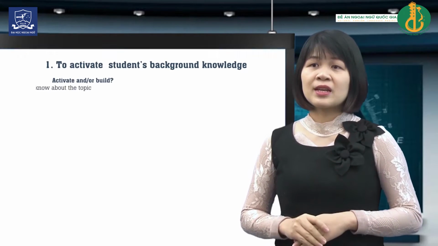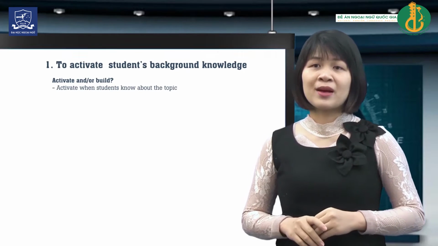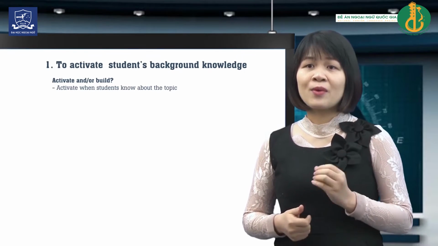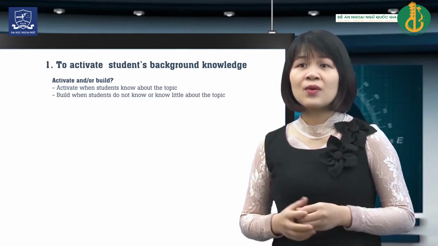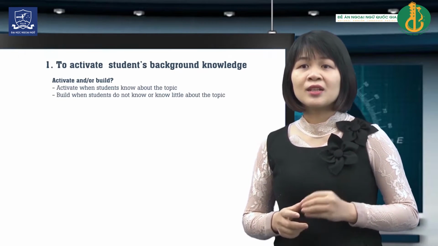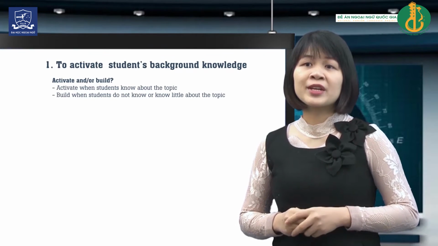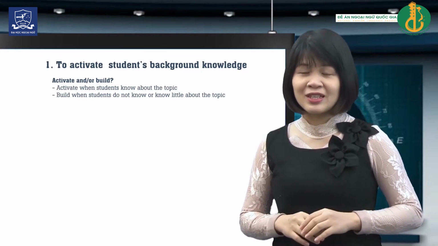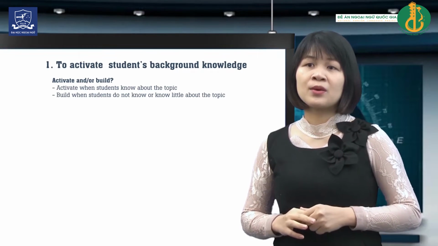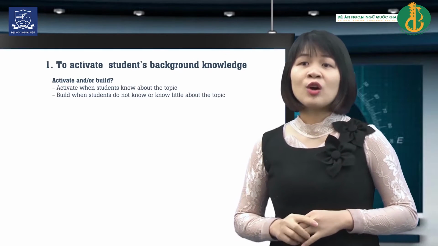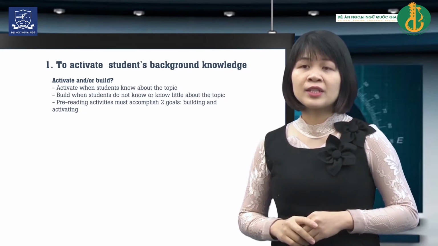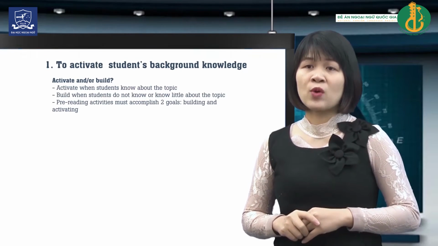For the first purpose, if students already know something about the topic, then teachers can activate their knowledge and share this knowledge around the class. If students do not know anything about the topic, teachers should help them build background knowledge on the topic through appropriate pre-reading activities such as discussion, role play, text previewing, introduction and discussion of key vocabulary, and so on. All pre-reading activities must accomplish both goals, building new background knowledge as well as activating existing knowledge.